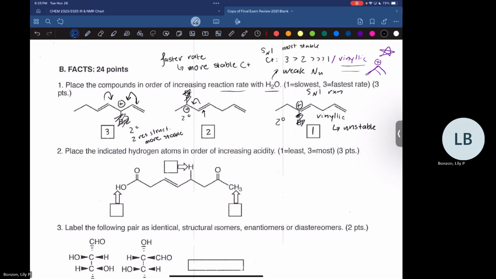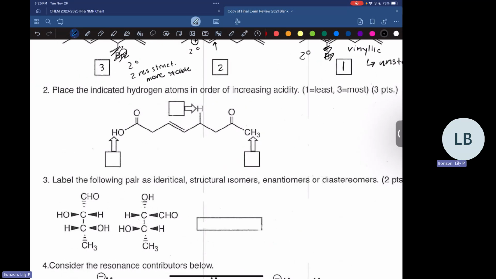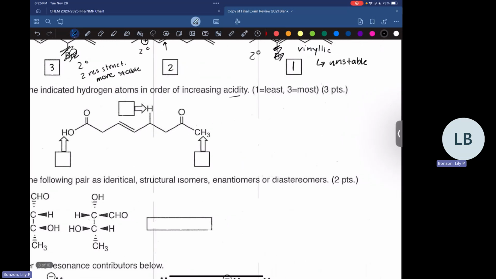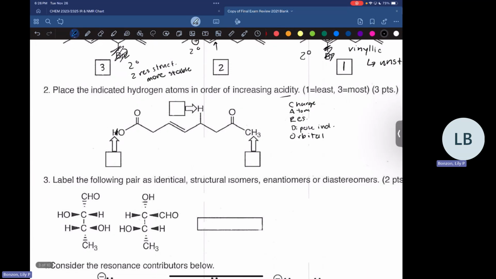Okay. Next question. Hydrogen atoms in order of increasing acidity. So whenever we're looking at acidity, we want to follow our CARDIO rules. So charge, atom, resonance, dipole, induction, and orbital. And our first step for these types of questions is we want to form the anion. So we want to deprotonate these hydrogens and form a minus charge. So I'm just going to, again, get rid of the hydrogen and pretend we formed a minus charge at that atom.